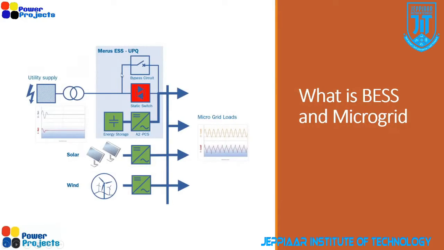Even if the grid fails, the system can operate independently if this battery energy storage system is available. Because if you take solar or wind, they may not have the capability to operate in an islanded mode without any voltage reference, but this bidirectional converter can provide a voltage reference, and the system can operate continuously even if the grid is not available. That's an advantage of this. That's basically called standalone or islanded operation of the microgrids. That's possible with battery energy storage.